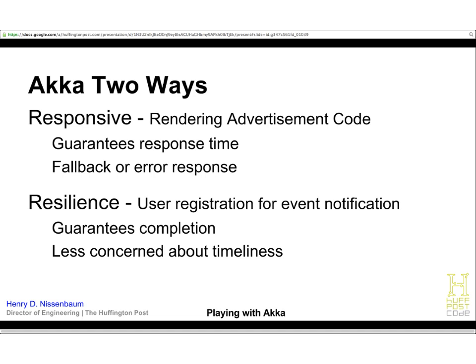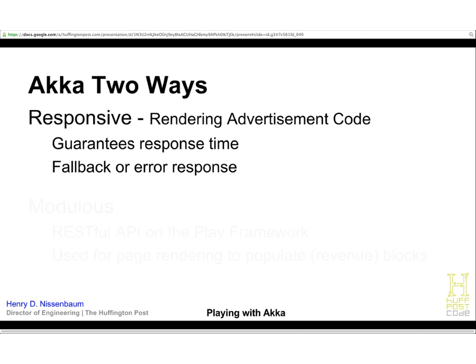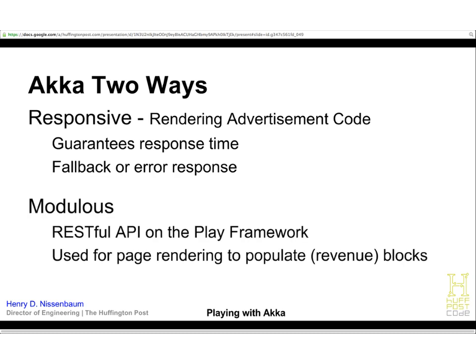And so we'll walk through these two cases, and I think they present a good picture of how Akka can handle many of the more complex needs we've got that might be front-ended in a web application. So first, the case of rendering advertisement code. Internally, we call it Modulus, and it's a RESTful API on the Play framework used for page rendering. So our renderer will hit the Modulus API and say, give me all the advertisement codes, what we call the flights, for these placements. These are basically holes on the web page I need to fill with revenue or other related items.